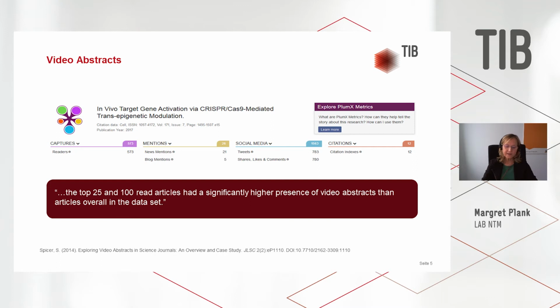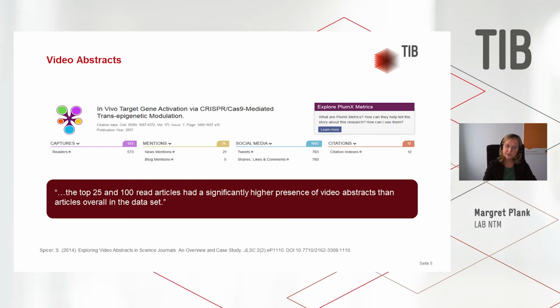Additionally, Scott Spicer showed in a study in 2014, which is based on the New Journal of Physics, that articles accompanied by a video abstract are more likely to be downloaded than those without. Of the top 25 articles with the highest usage, 36% had a corresponding video abstract. In addition, video abstracts positively influence the citation rates of scientific articles, as Song et al. explained in their study, which is also based on the New Journal of Physics.